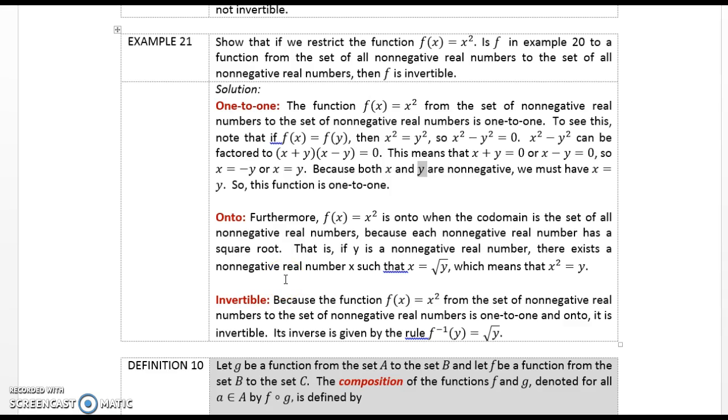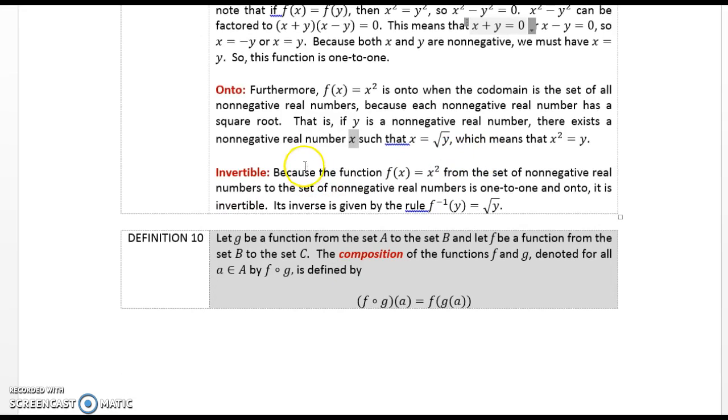Onto. Furthermore, f(x) = x squared is onto when the codomain is the set of all non-negative real numbers, because each non-negative real number has a square root. That is, if y is a non-negative real number, there exists a non-negative real number x such that x is equal to the square root of y, which means that x squared equals y.